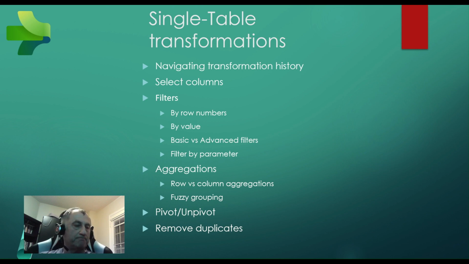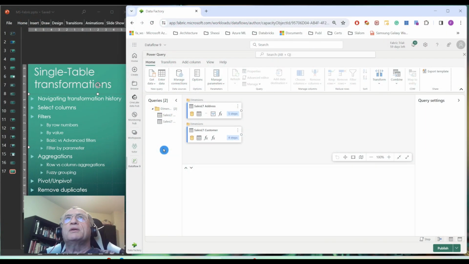Let's jump into that. All right, I am in the Dataflow that we created in the last video, where I added two queries from the Adventure Works database. I'm going to add another table. This time it is the sales order detail table. I can do it by navigating the Get Data menu, but I'm going to use a quicker way. I will just duplicate one of these tables and change some settings.